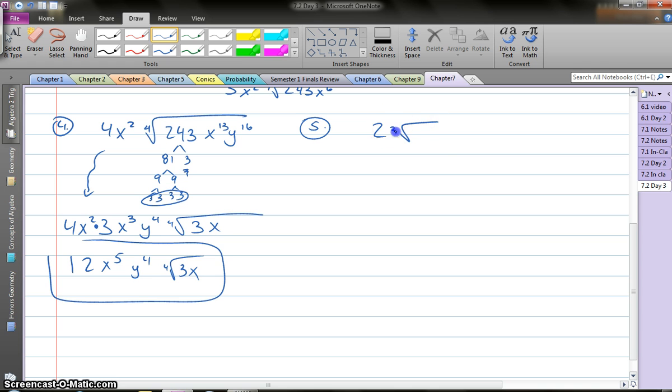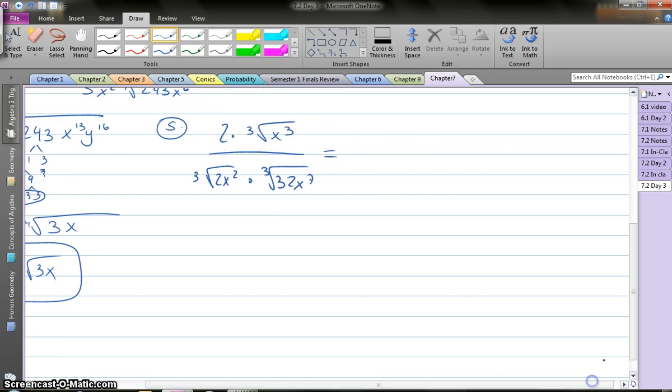2 times the cubed root of x to the third, let me write that a little neater, all over the cubed root of 2x squared times the cubed root of 32x to the 7th. Alright, now up top, I'm going to simplify this right off the bat because the cubed root of x cubed is just x, so 2x. And then over here I'm going to combine these because they're both cube roots. So 32 times 2 is 64. x squared times x to the 7th is x to the 9th.